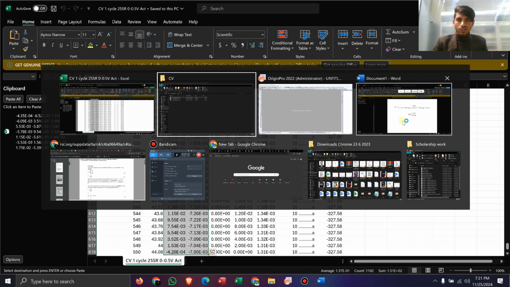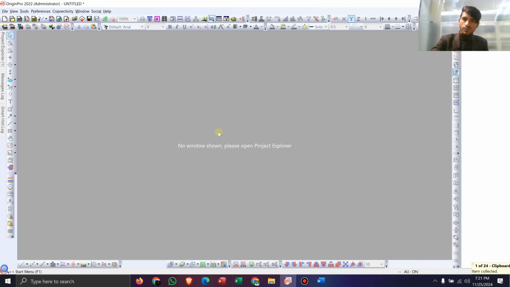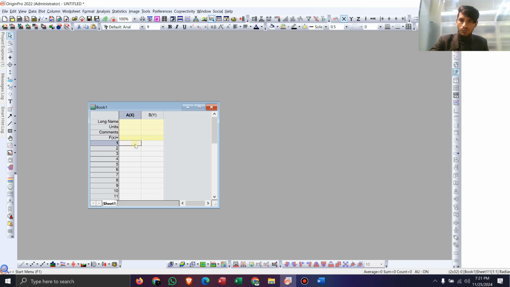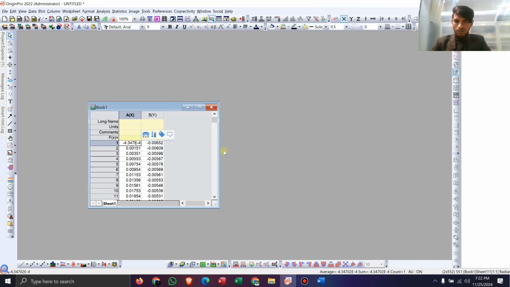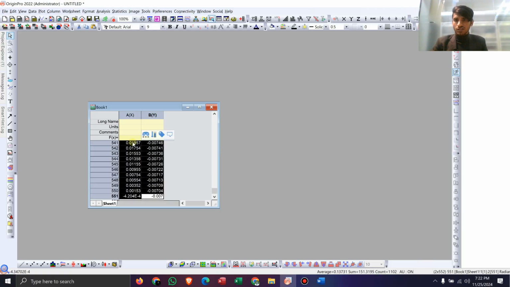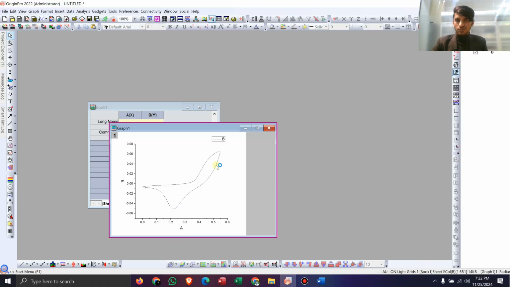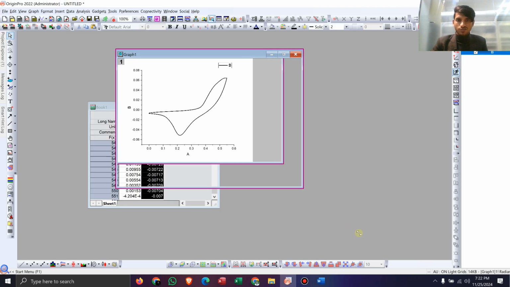After copying this one, I have to go to Origin and open a new workbook. After opening the new workbook, I have to paste the CV values that I have just copied. Then after pasting, I have to select all of these values, go to the line plot, and plot this CV. Here, as you can see, this is our CV curve, and I have to make it more visible, so I can increase its line width to 2. So here is our CV curve, as you can see on the screen.